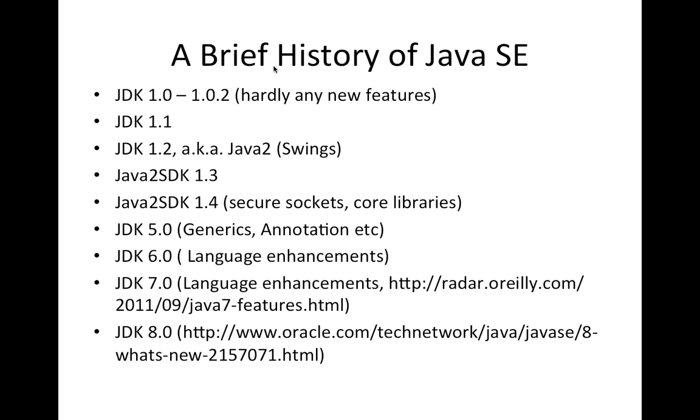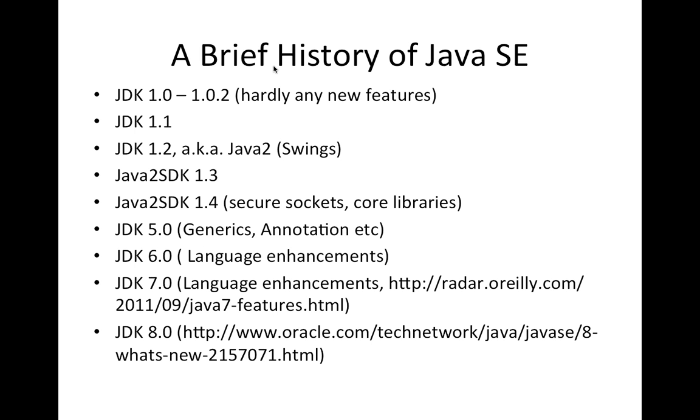Okay, a brief history of Java versions. 1.0 was rolled out sometime in 94 and 95. Then immediately they did a patch, with hardly any new features, probably bug fixes. Then 1.1, a little higher version of it. Then 1.2 was there for a long time. Then comes Java 2 SDK 1.3, and 1.4, which has secure sockets and improvements in the core language. Even 1.4 was there for quite some time, till probably 2004.